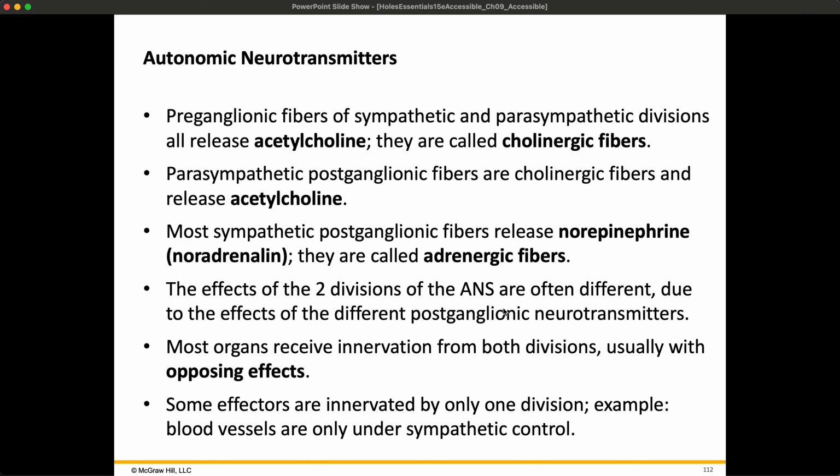The effects are different due to the effects of the transmitters, acetylcholine versus norepinephrine. And usually they have opposing effects on organs. So most organs are going to receive innervation from both divisions. It's not completely true. Sometimes they're only affected by sympathetic or parasympathetic. But those ones that do have dual innervation, they're going to be opposing ones. And so it's whatever signal is the most dominant.